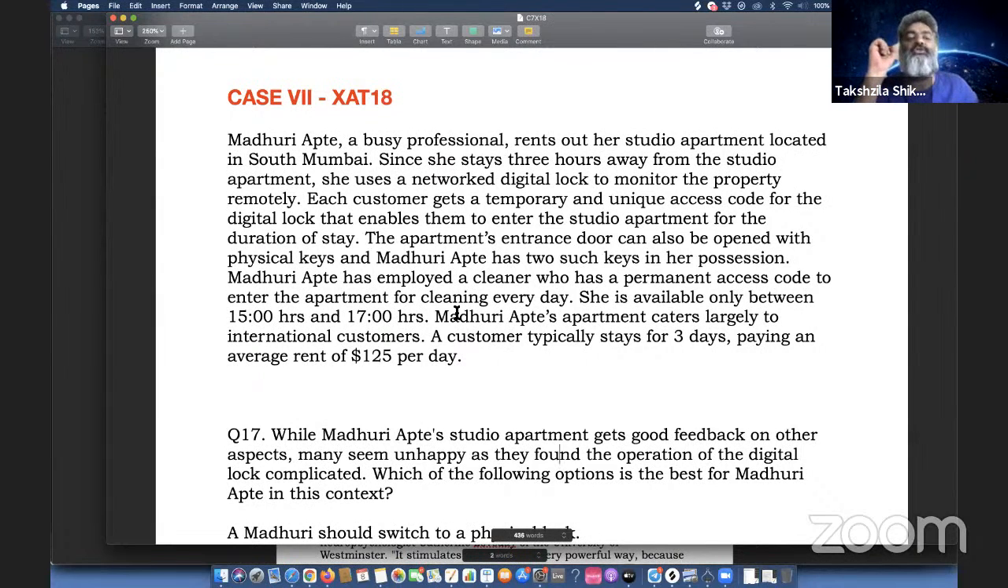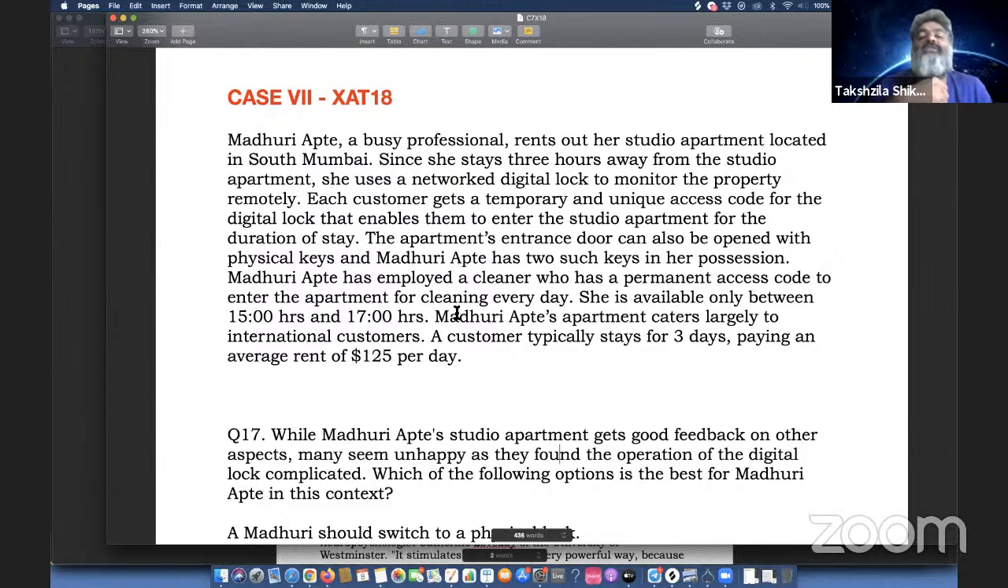So let's read the story together. Madhuri Apte, a busy professional, rents out her studio apartment located in South Mumbai. She stays 3 hours away from the studio apartment. She uses a network digital lock to monitor the property remotely. If you notice, most of the XAT cases, none of them are very difficult to read, or the language will not be challenging 99% of the time, right? Very easy stories to digest.